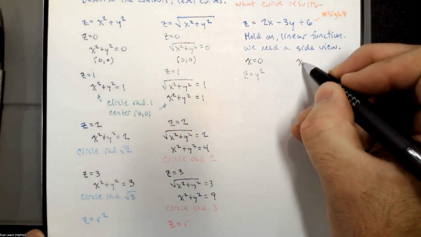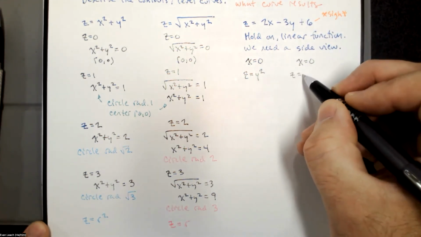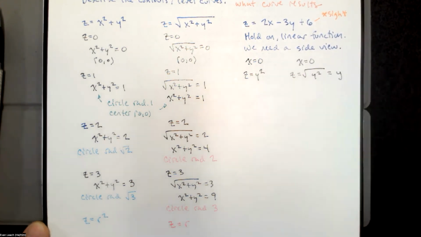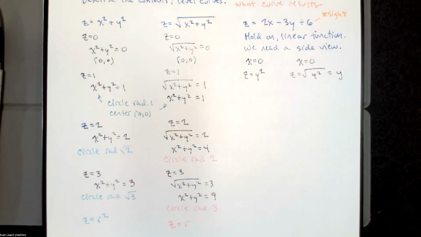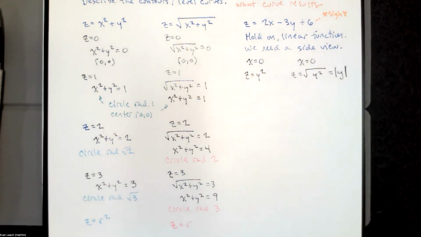If X equals 0 on the square root version, I get Z equals Y. Right? He said, knowing that it's wrong, seeing if someone will spot it. Square root of Y squared is Y, right? Plus and minus, absolute value. Not going to give us plus and minus. It's going to give us the absolute value of Y.